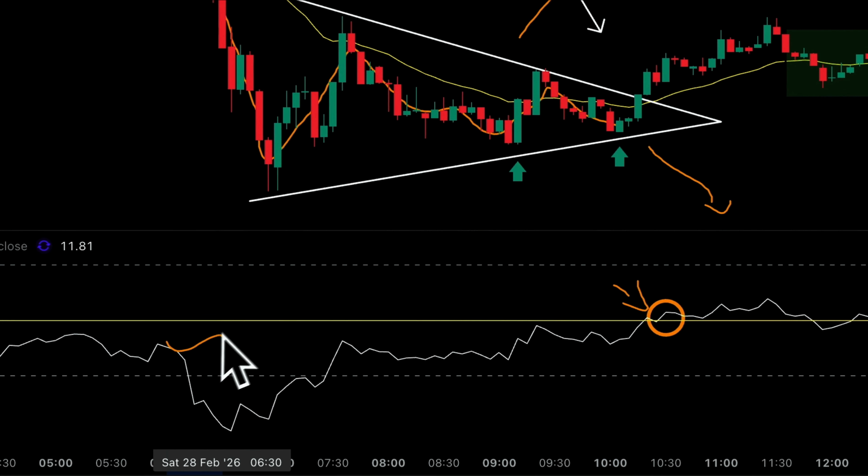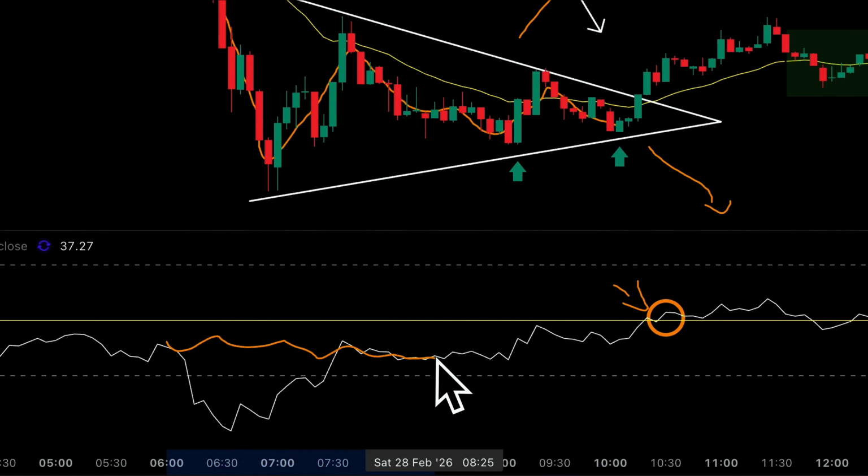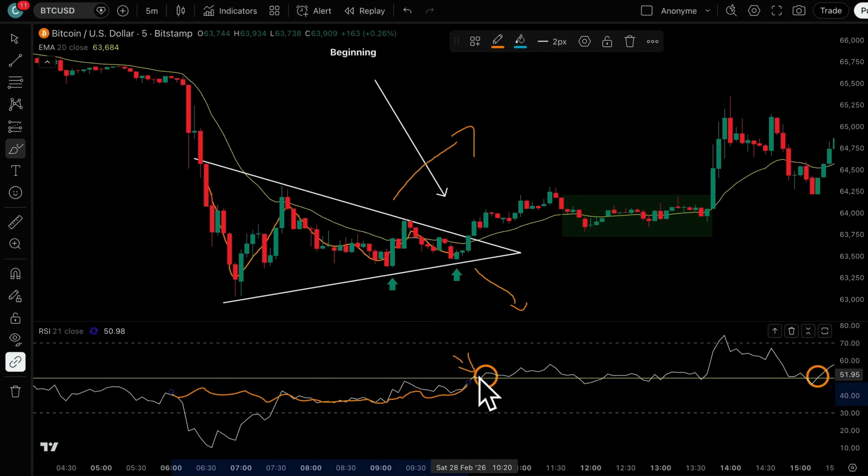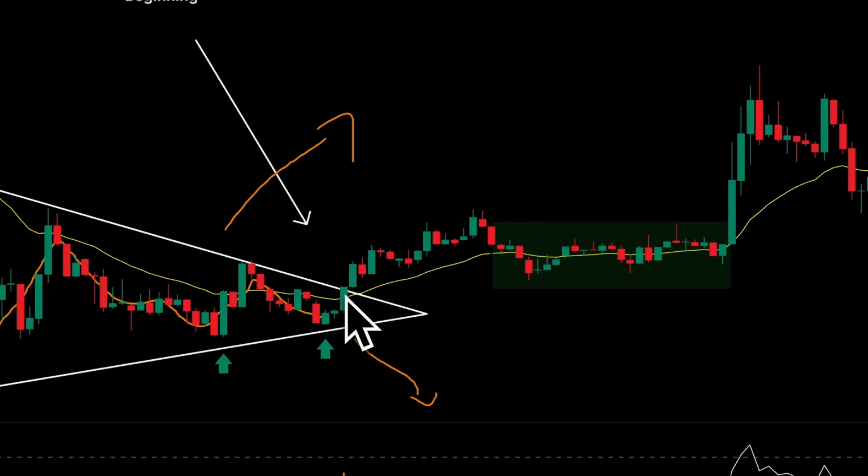You can see that previously, during the downtrend, during the accumulation phase, the price was below the 50% zone of the RSI, and finally it decided to move back above it. Overall, this is a bullish signal because when the market is in an uptrend, it stays above the 50% zone of the RSI.